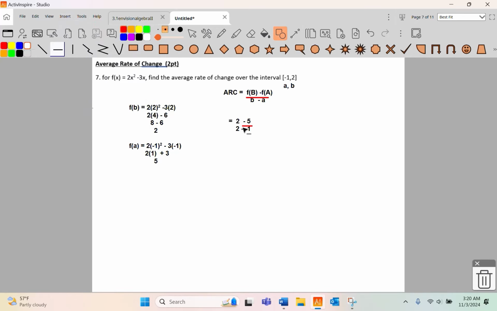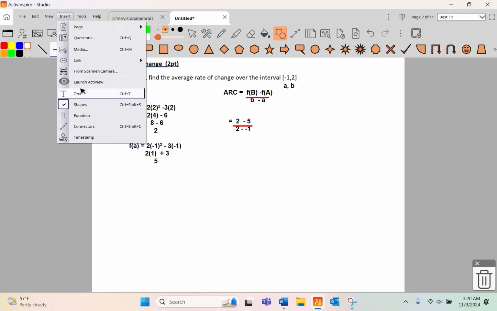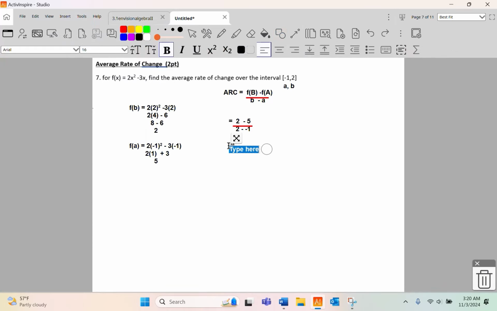Also easy peasy lemon squeezy. Or easy peasy Japanesey, I don't know. 2 minus 5 is going to be negative 3. And that's sitting over 2 take away negative 1, which is 3. And negative 3 over 3 is negative 1.